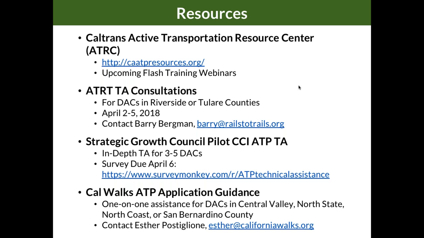The next opportunity or resource is a newly funded pilot program from the Strategic Growth Council. So it's called the Pilot CCI ATP Technical Assistance Program. And this program involves the same team members. So it's being led by Local Government Commission and involves Rails to Trails, CalBike, and CalWalks. And the goal of this program is to provide some really in-depth technical assistance for 3 to 5 disadvantaged communities across the state. If you're interested in accessing that technical assistance, you must fill out a survey. So I've put the link here, and the surveys are due April 6th.